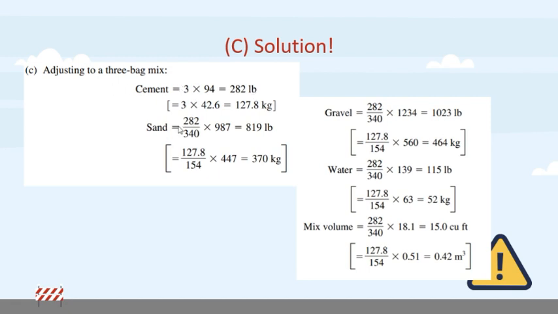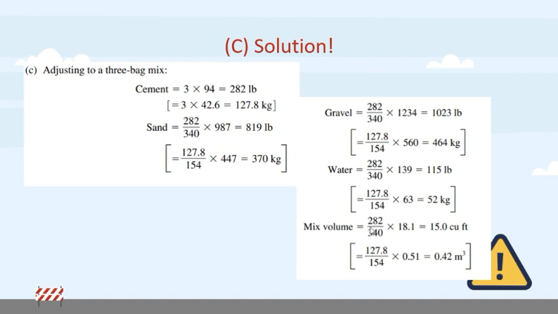For the computation of sand, 282, which is the weight of the 3 bags of cement, over 340, which is the weight of cement in our table, multiplied by the total weight of sand, 987, and we'll get 819 pounds. The same goes for gravel: we multiply the ratio of 3 bags of cement to the total cement weight by the total weight of gravel, and we'll get 1,223 pounds. Next, for the water, the total weight is 139 pounds, then we'll get 115 pounds.